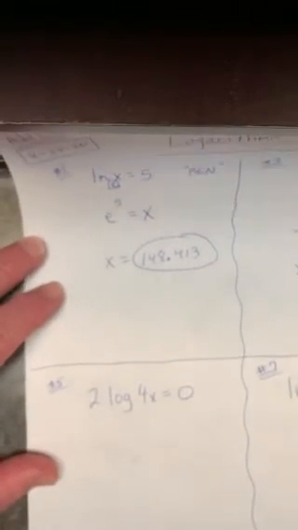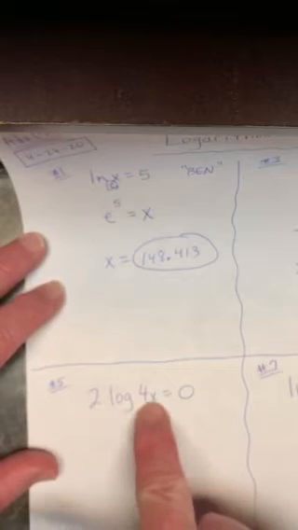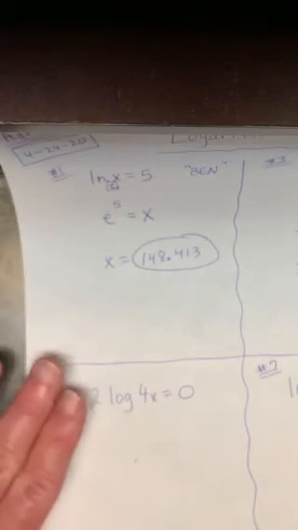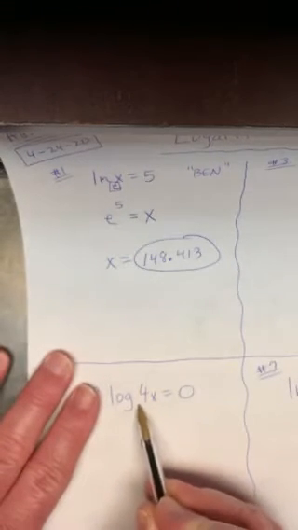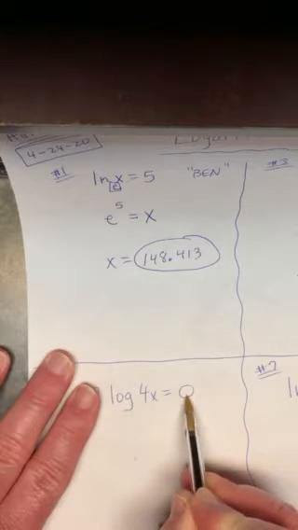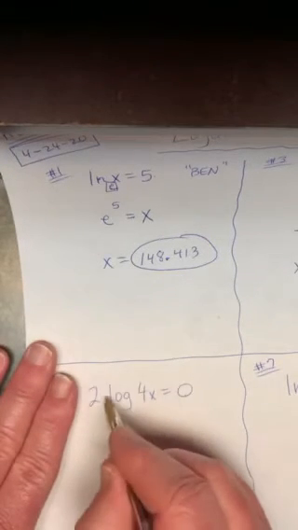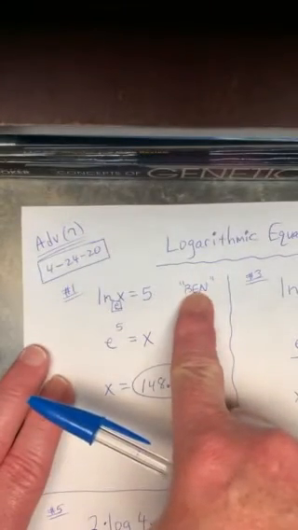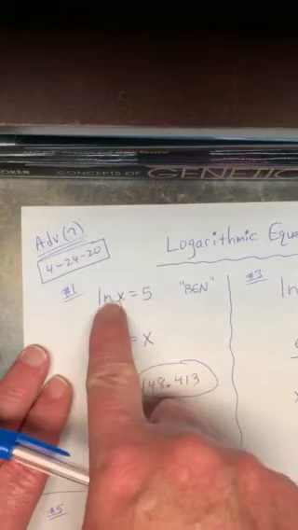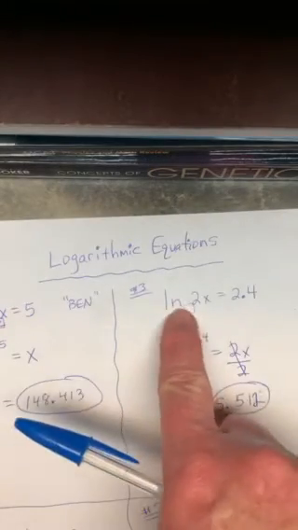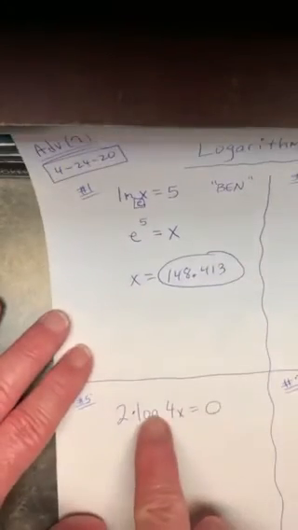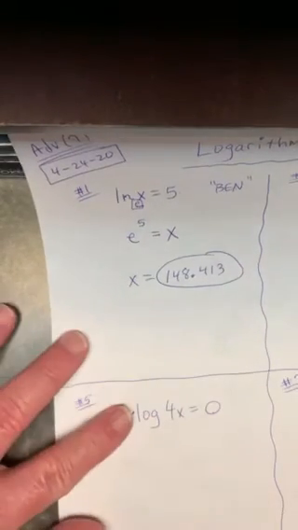Number 5, it says 2 log 4x equals 0. Okay, now careful, guys. Don't take your base and raise it to that exponent yet, because there's a number connected in front. Don't think "Ben" until it just has a log by itself. This log that we're about to do has a 2 in front of it. I don't want that 2 to be there.